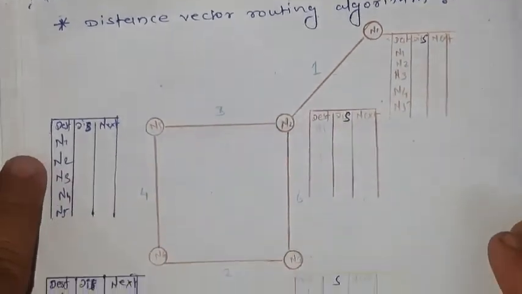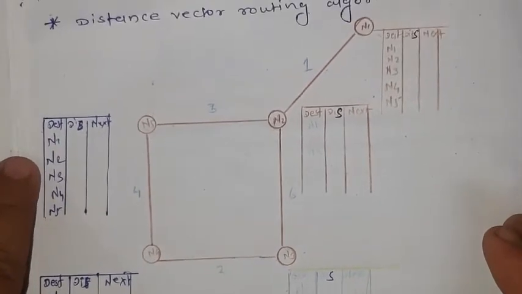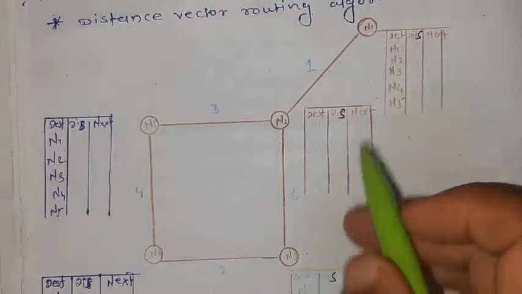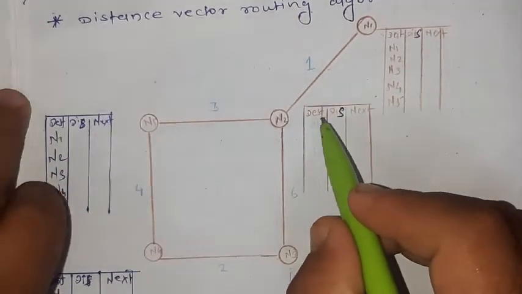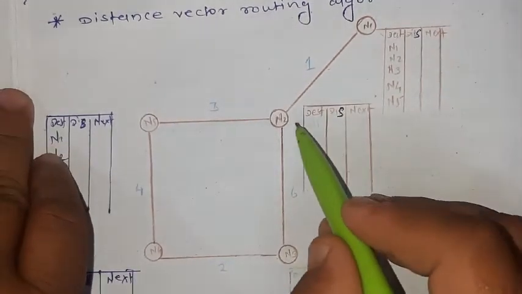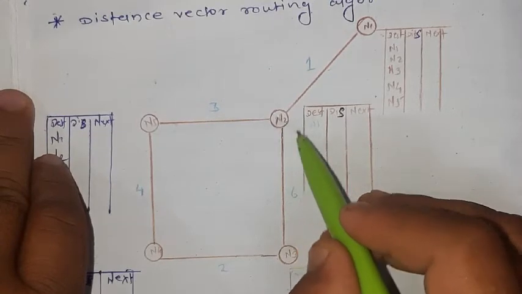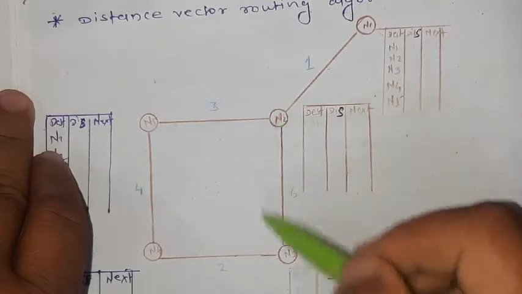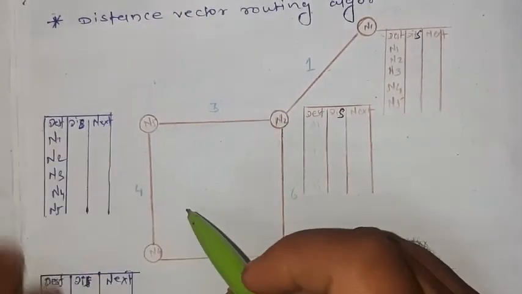Here I have already sketched a network diagram and the routing tables to reduce the time of sketching and marking this table. Here we have five different routers. Sometimes we also call the routers nodes. That's why I'm giving them the names n1, n2, n3, n4 and n5.